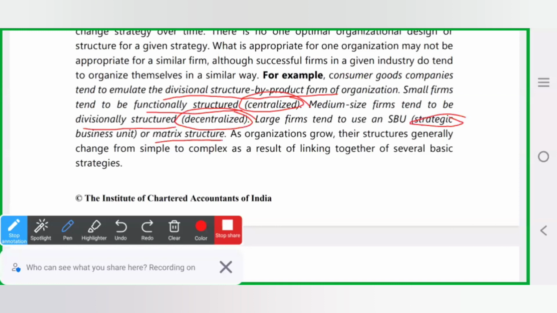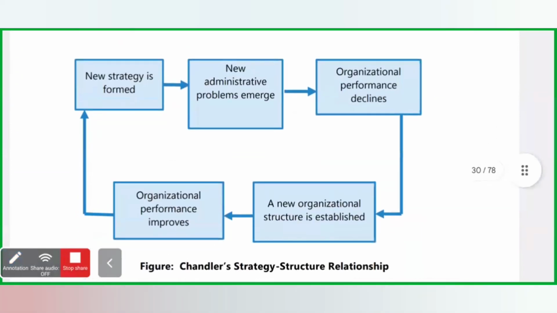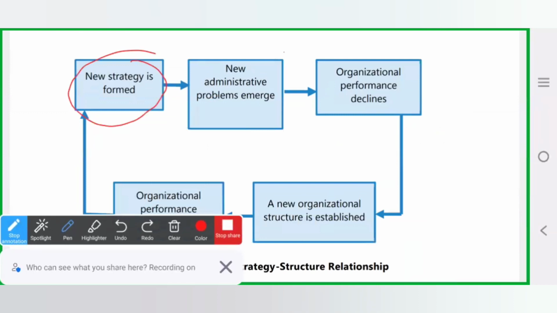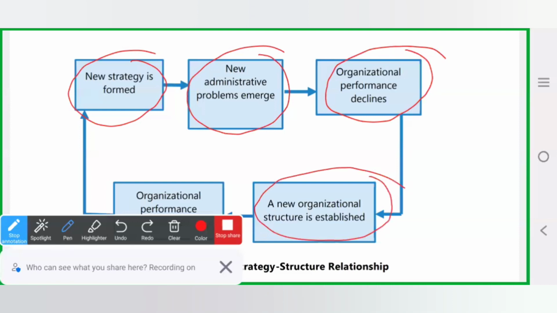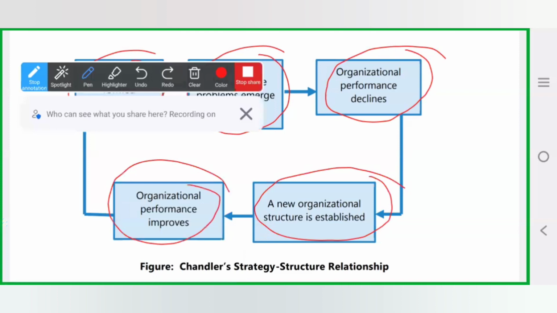So as organizations grow, their structure generally changes from simple to complex as a result of linking together of basic strategies. So whenever a new strategy is formed, new administrative problems come, then organizational performance declines. Again, a new organizational structure is established and organizational performance improves.